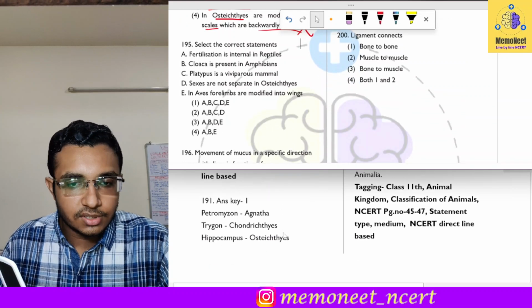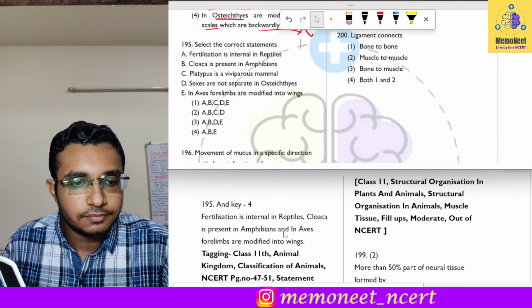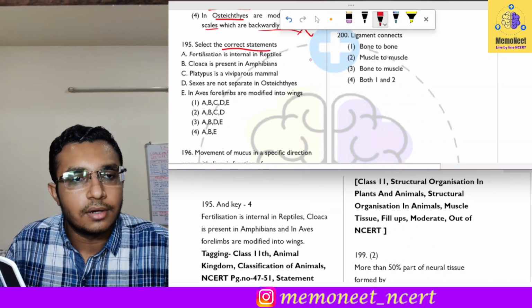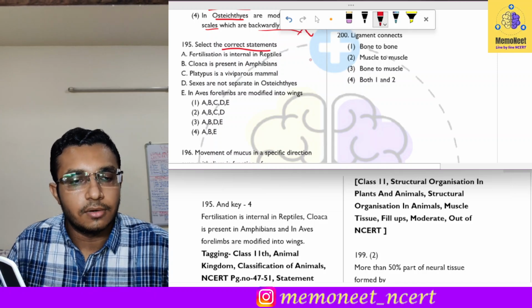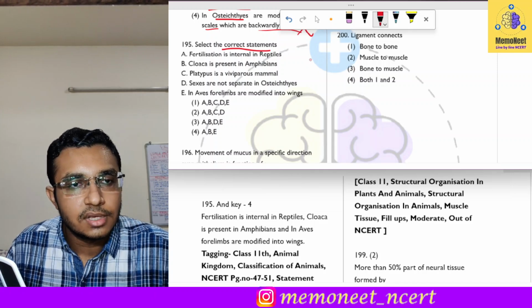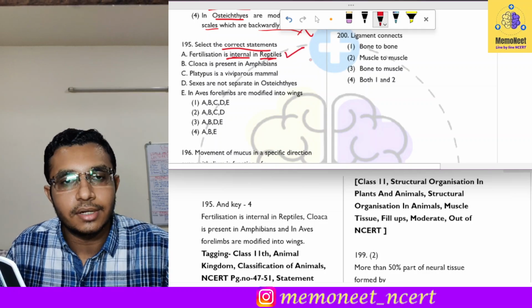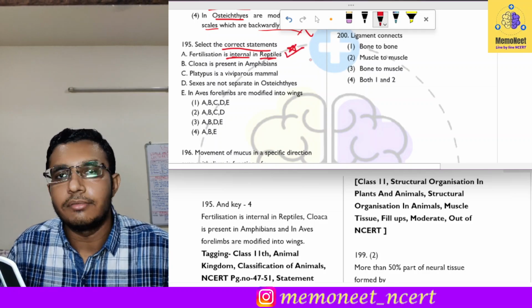The next question is question number 195. It states that select the correct statements. Okay, so among the following 5 statements we have to find the correct ones. The first is fertilization is internal in reptiles. So yes, this statement is correct. Okay, in reptiles there is internal fertilization.